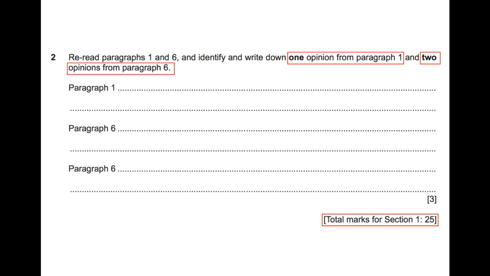The final part of section 1 is the fact and opinion questions, and what you are required to do in this part is to find opinions in the text. The question asks you to reread paragraphs 1 and 6 and identify and write down one opinion from paragraph 1 and two opinions from paragraph 6. There are 3 marks available for this, and your job is to go to the text and identify opinions rather than facts. To remind you, there are 25 marks available in total for section 1 of paper 2.